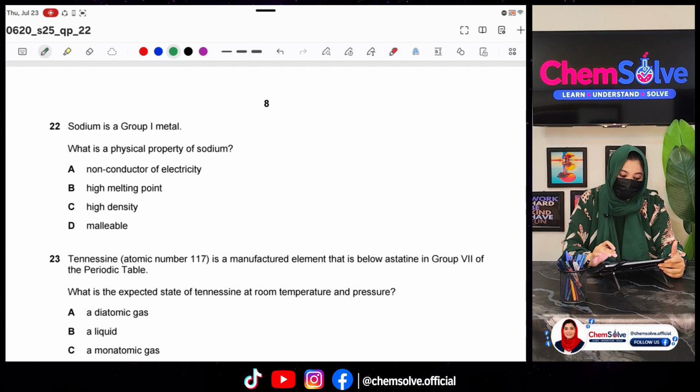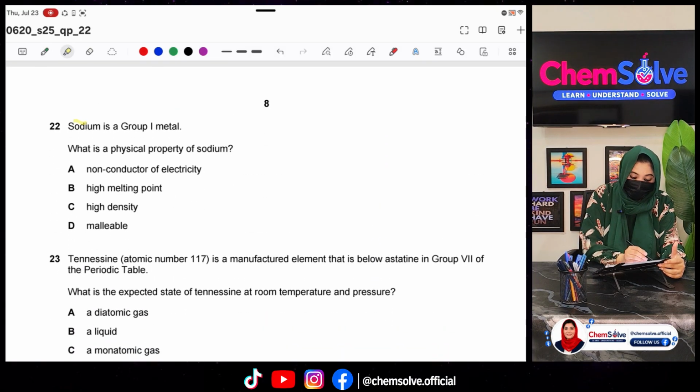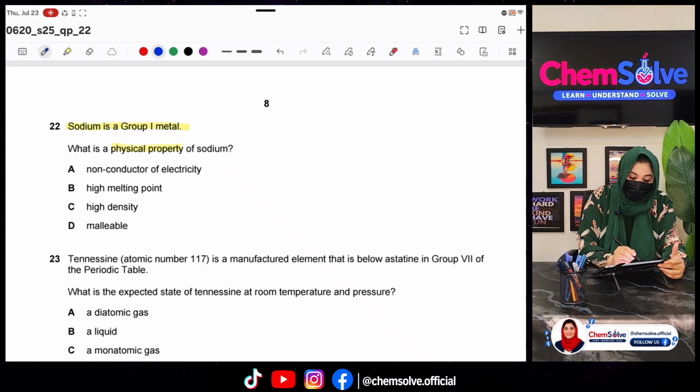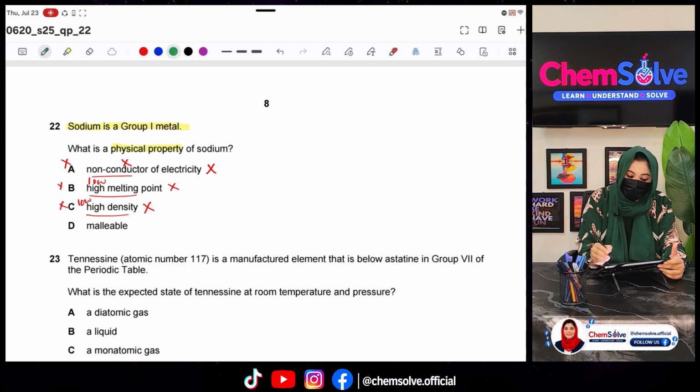Next question, question number 22. Sodium is a group 1 metal. What is the physical property of the sodium? So just look at the physical properties of the group 1 metals. Non-conductor. Of course not. All the group 1 are good conductor. They have high melting point. No. All the group 1 elements have low melting point. High density. No. They have low density. So A, B and C are not our option. Of course, it is malleable because it's a property of a metal. So that's how the correct option should be option D.